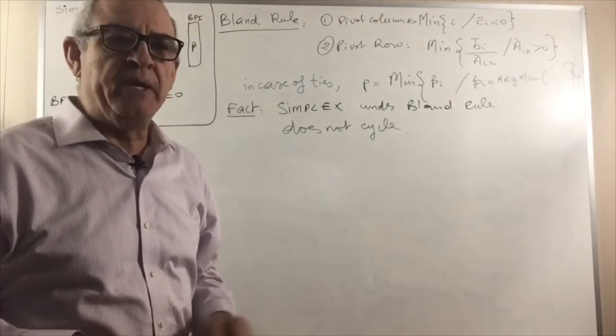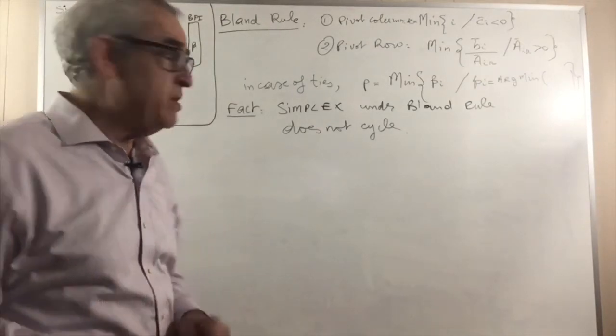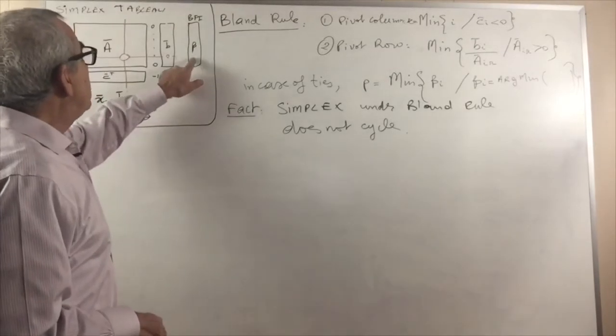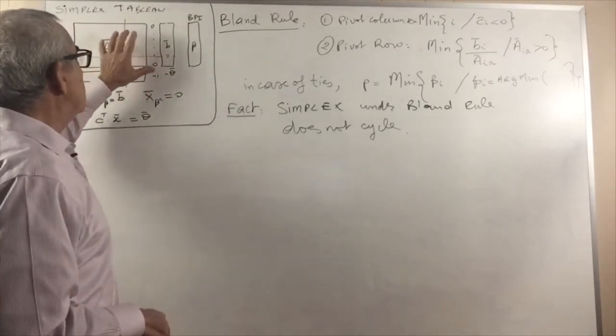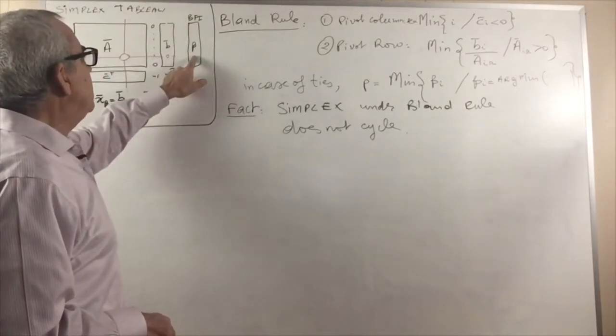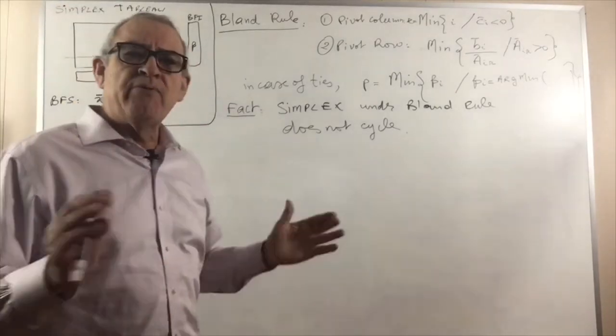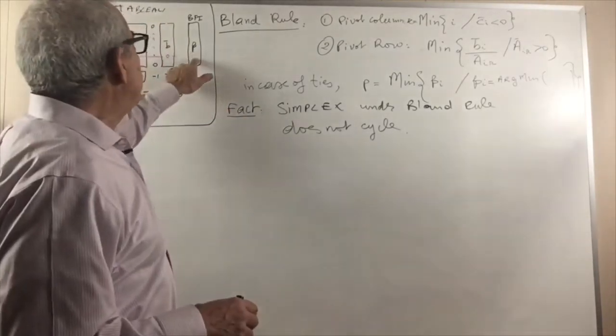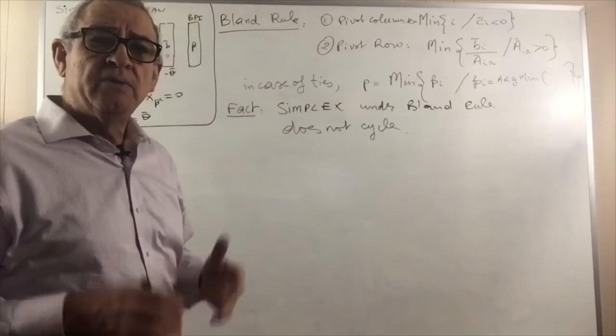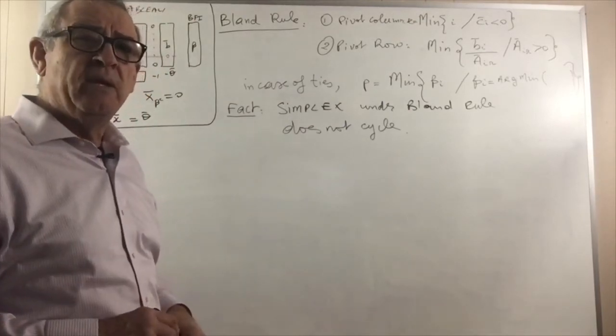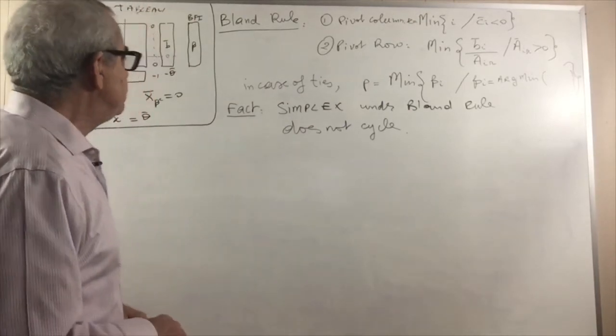It will terminate in a finite number of iterations, and the reason is because there are only a finite number of simplex tableaus. This beta is a subset of a finite set. There are only a finite number of these BFIs. So that's why the simplex will terminate in a finite number of iterations.